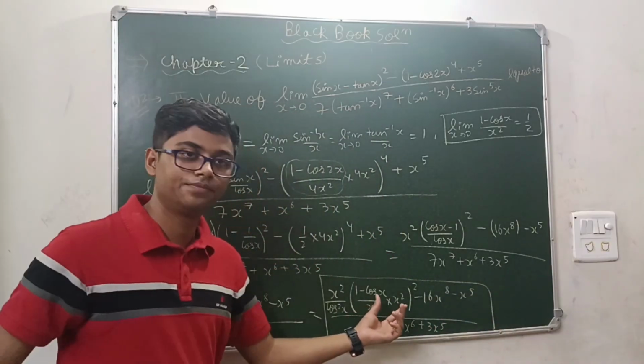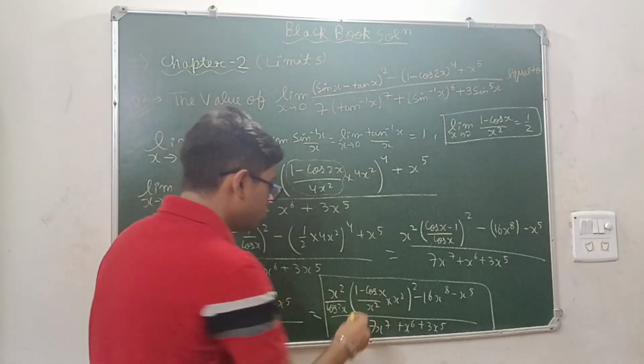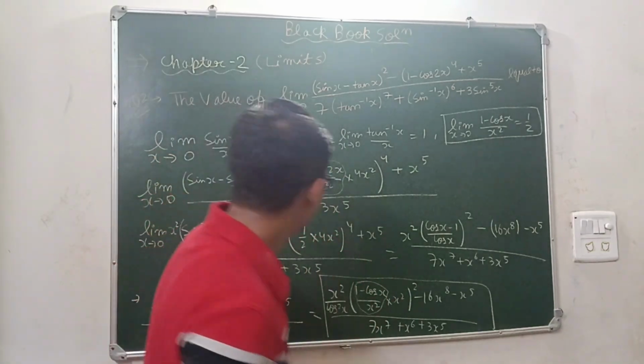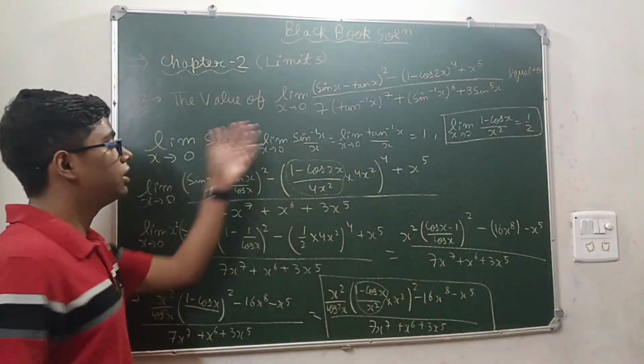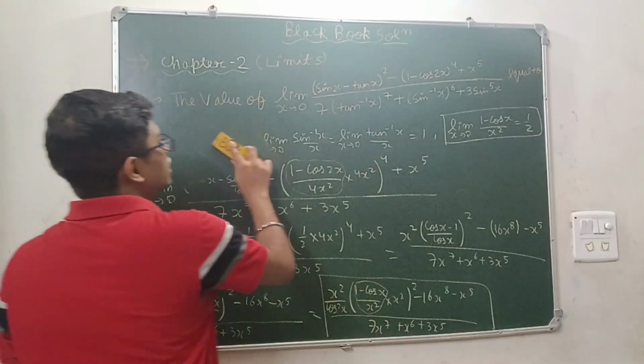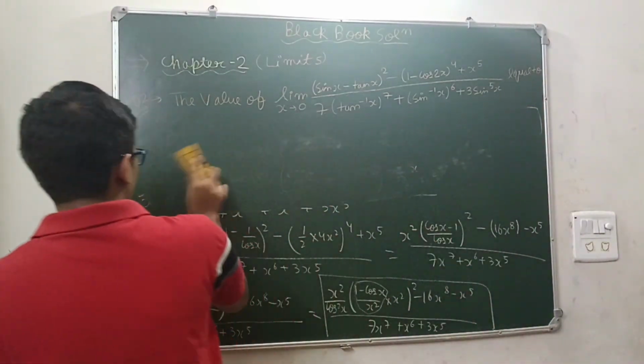This is like this. Okay, now this will become 1 by 2. This will become 1 by 2. Okay, and we'll solve it further. So you can note down these results. Okay, now let us quickly do it.